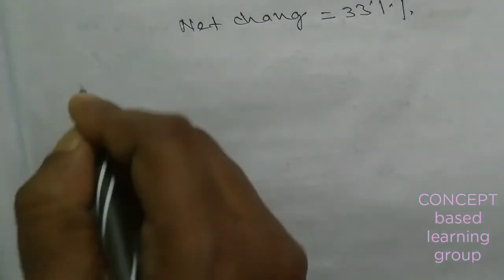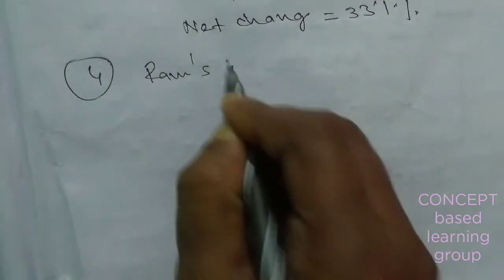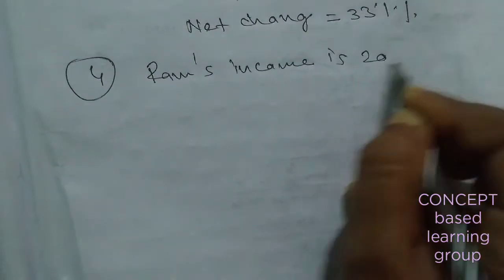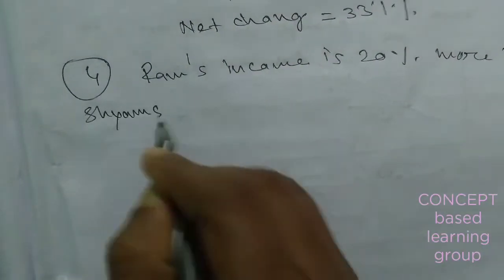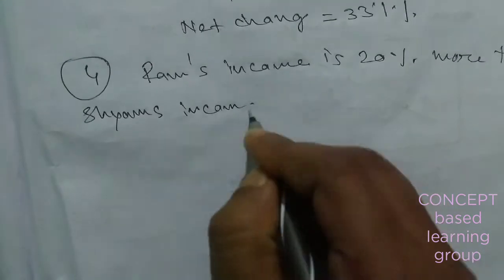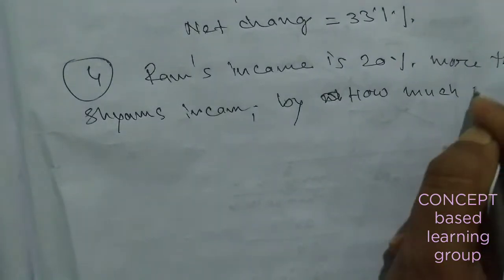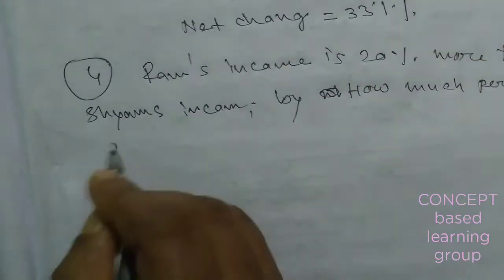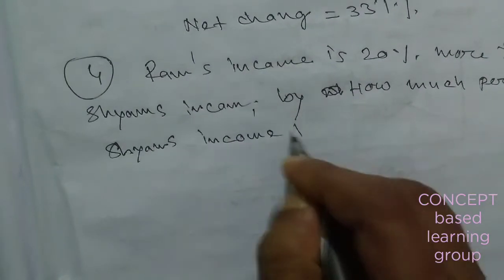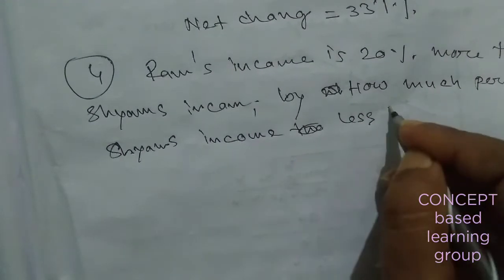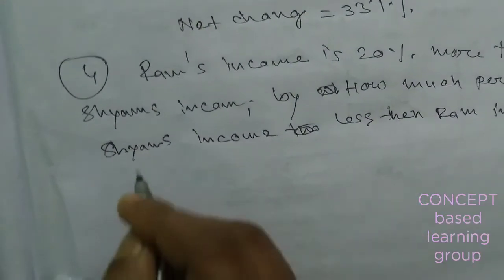Let us look at the fourth problem. It is Ram, whose income is 20% more than Shyam's income. Now the question is, by how much percent is Shyam's income less than Ram's, in terms of percentage?